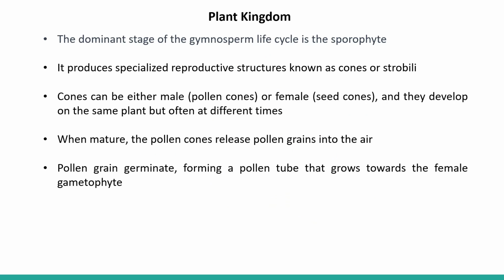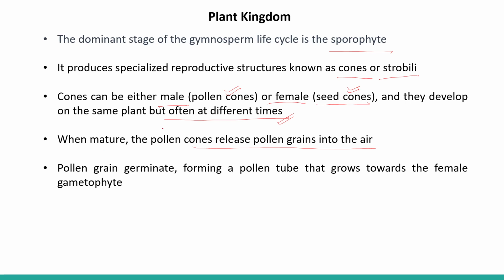The dominant stage of the gymnosperm life cycle is the sporophytic structure, that is called the sporophyte. The reproductive structures are known as cones or strobili. Cones can be either male or female. If it is male, it carries pollen grains and is called a pollen cone, and the female one is also called a seed cone. They develop on the same plant but on different branches. This is monoecious. When mature, the pollen cone releases the pollen grains into the air.